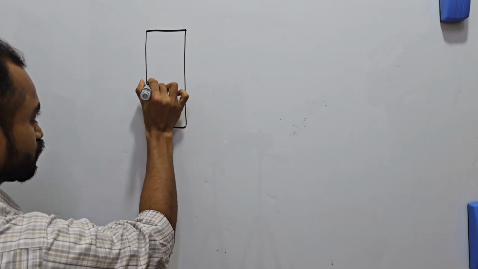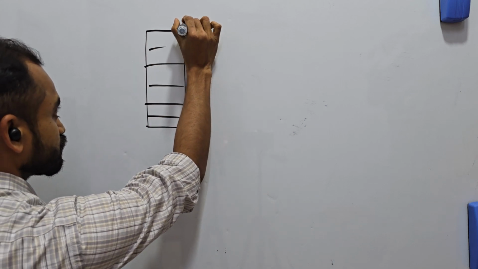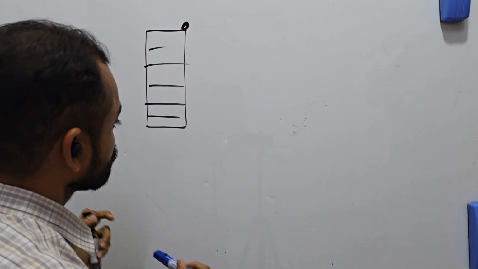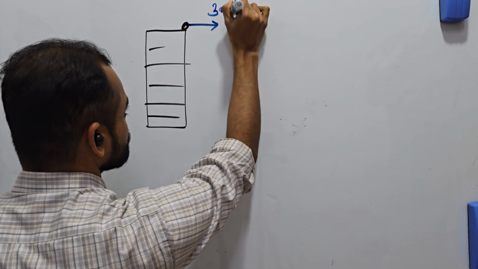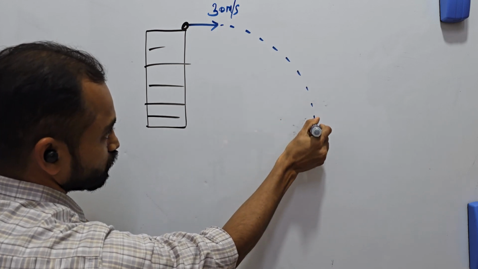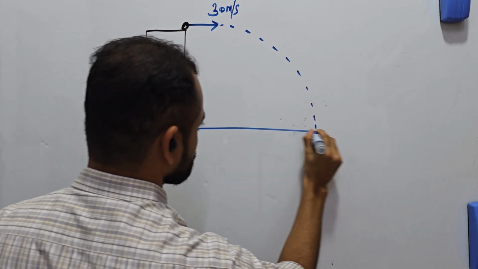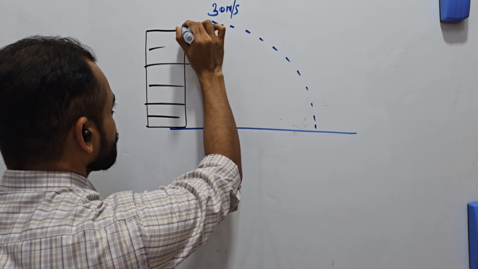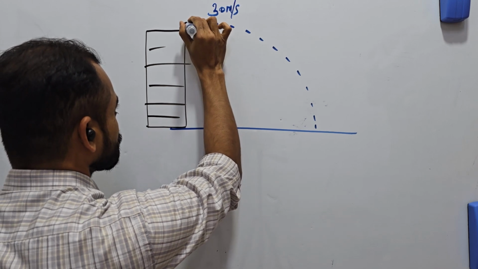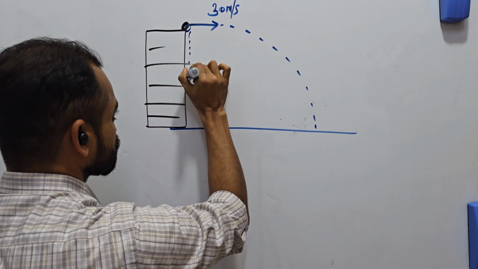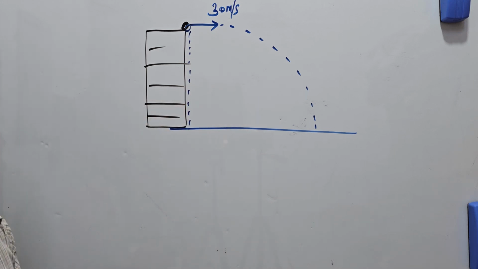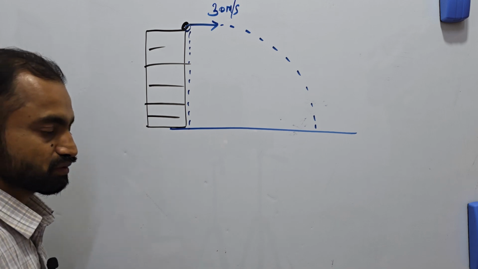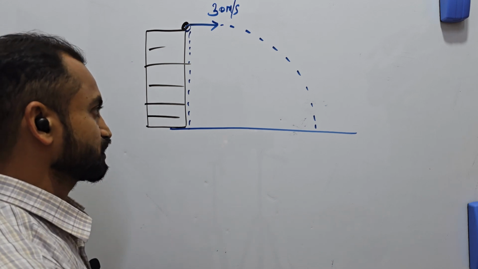Okay, you are on the top of the building here. What are you doing? You are throwing a ball with a speed, for example 30 meter per second. The ball will go down like this, right? So this is the ground. And at the same time, for another ball, you are just dropping the ball without any initial velocity. Which one will take more time to reach the ground? In this case, both will take the same time to reach the ground.